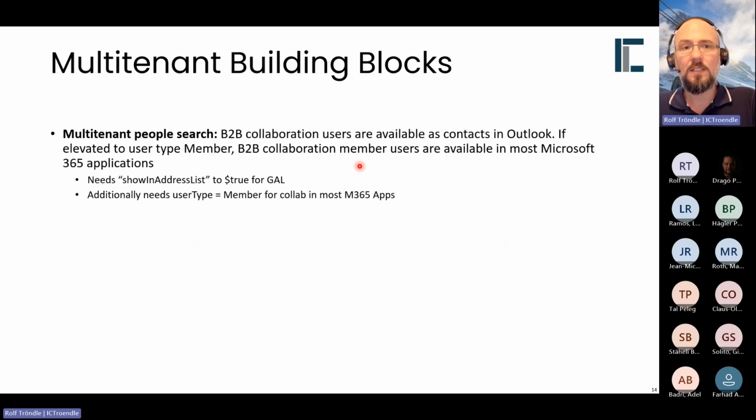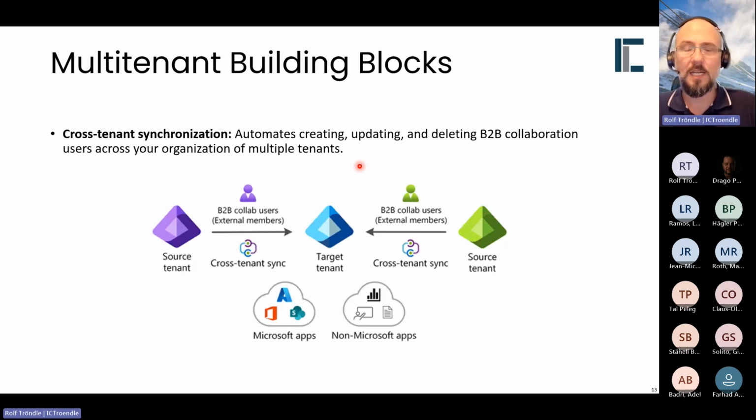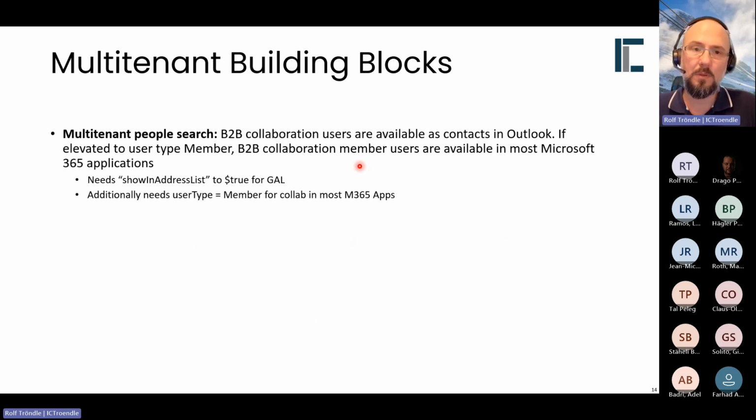Then, as mentioned before, there is a multi-tenant people search available. So as soon as you have your cross-tenant synchronization available, then you can also have multi-tenant people search. And if you elevate these user types, as mentioned, we don't use B2B guests, or we can use them, but normally we don't use B2B guests in a multi-tenant org. We elevate these users to type member. You can do this on every guest user in your tenant. Also now already, you go into the details, into the properties of this user and change it from guest to member. And as soon as it's a member user, then you will have this user available in multi-tenant people search.